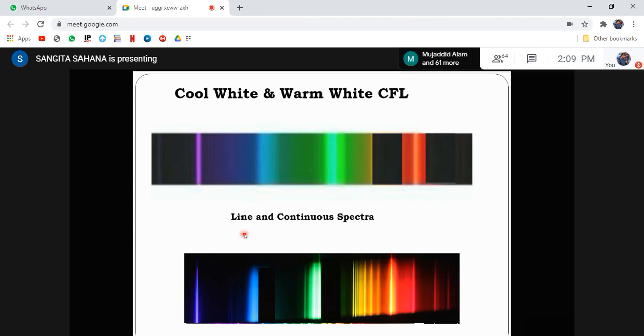So from the color appearance of the source, you can have an idea about the spectrum of the source also. And here, during the measurement, we have to write down the value of these discrete lines as well as the range, meaning the starting point and the end point.